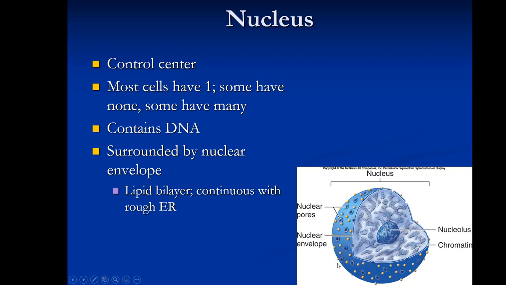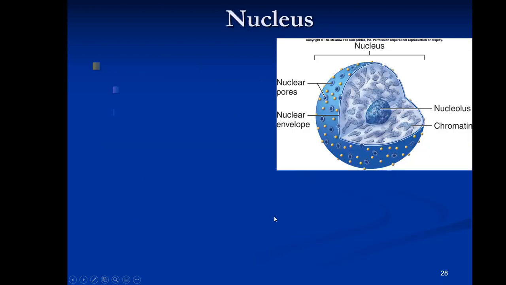And it's continuous with the rough ER, as we saw earlier. You see these yellow dots, those are ribosomes. Remember the rough ER had ribosomes? So you do get ribosomes on the nuclear envelope also. Nuclear pores are these openings, and that allows things to get in and out of the nucleus. This is also important in protein synthesis when you want to get something called messenger RNA back and forth.